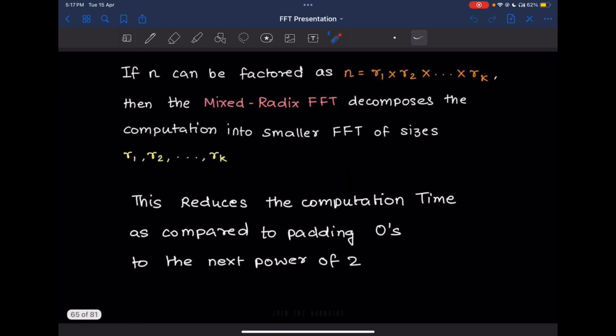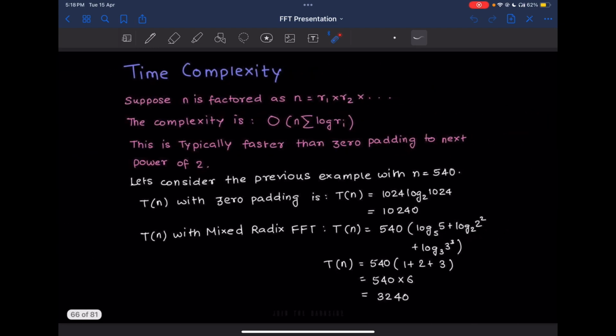Okay, so if n can be factored into, let's say, these many primes, then the mixed radix FFT decomposes the computation into smaller FFTs of these sizes. This reduces the computation time compared to padding zeros to the next power of 2, which was quite an inefficient process. The time complexity calculated for these all factors is going to be order of n log n.